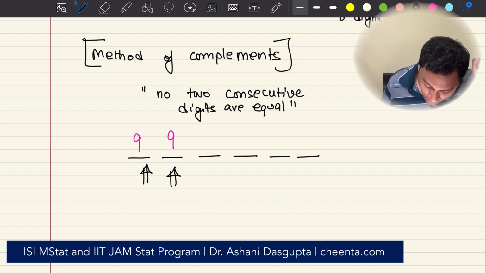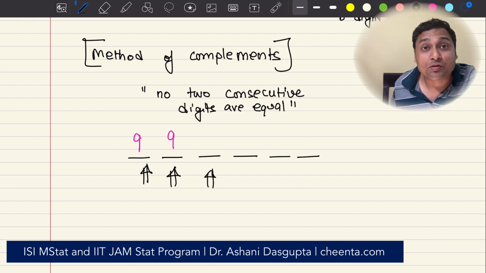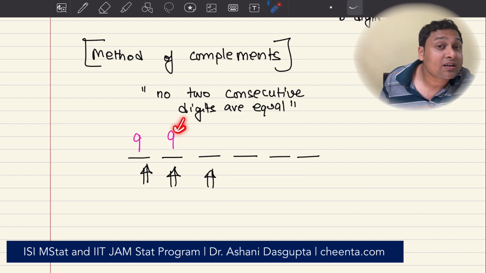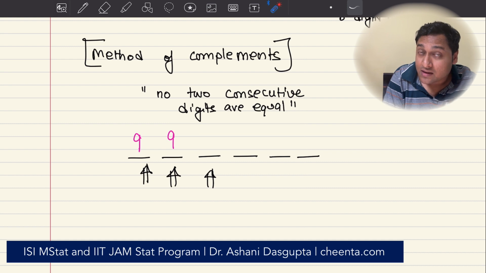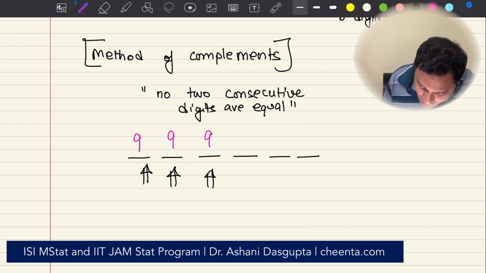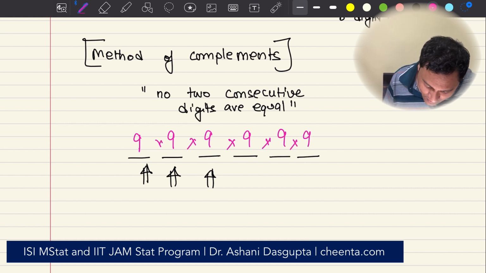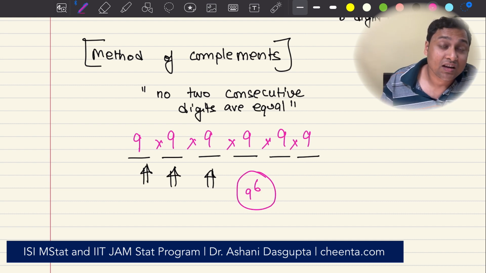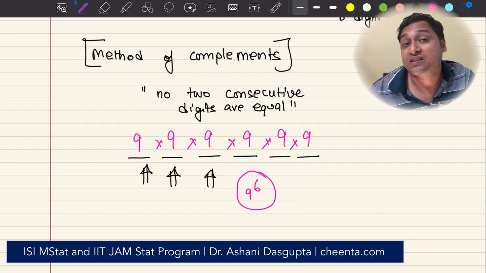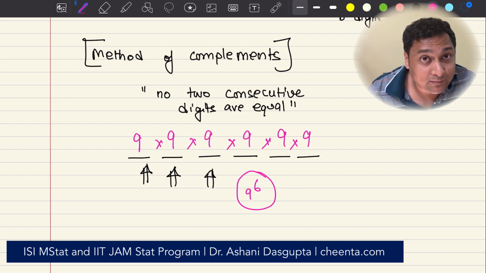Let's look at the third slot. Again, the same argument flows. You have 10 digits, 0 to 9, but you cannot use the digit that is used in the previous slot. So one of them is gone, and you have 9 choices left. So at every step, you have 9 choices left. So in total, you have 9 to the power 6 numbers with this property that no 2 consecutive digits are equal.